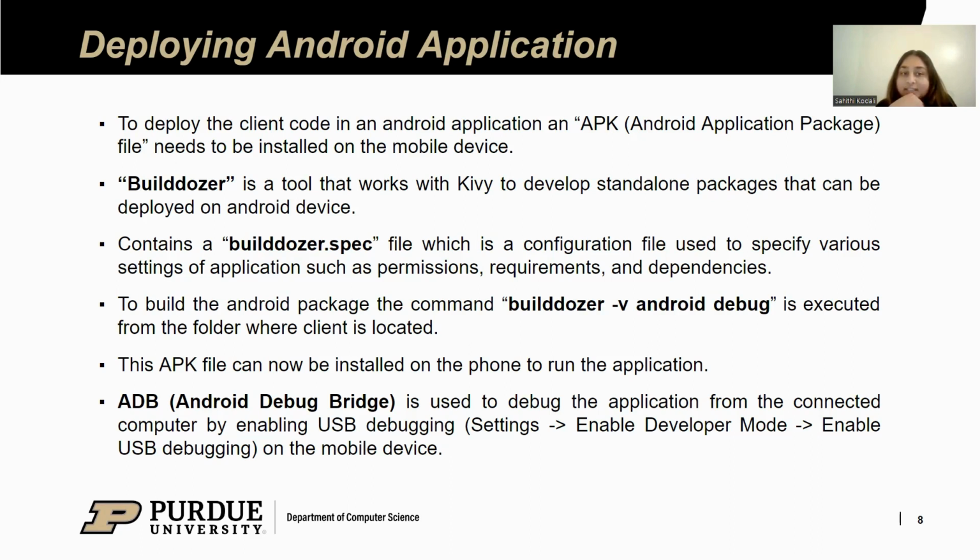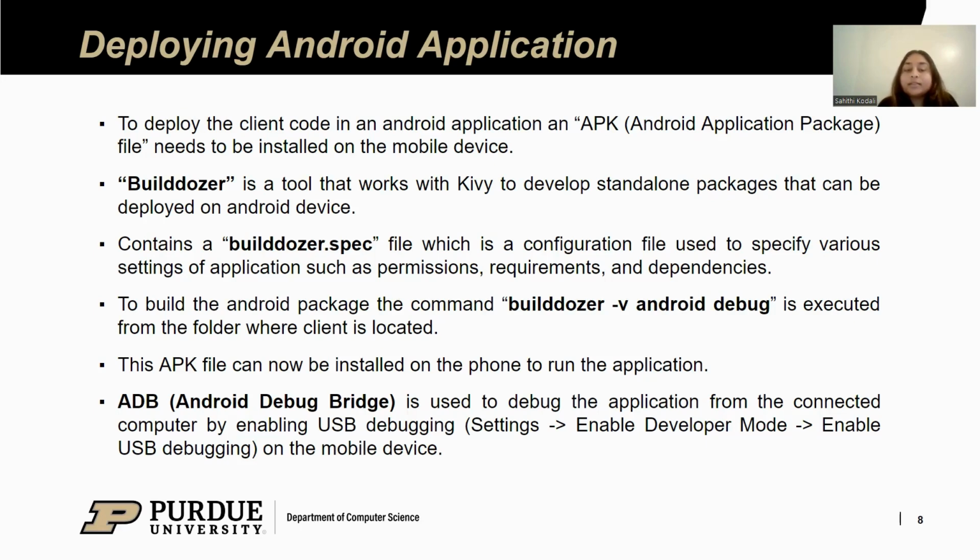So once we initialize Buildozer on the system, a buildozer.spec file is created, which is basically a configuration file on how this application needs to be run. It includes details like permissions, requirements, and dependencies that the app needs. To build the Android package, the buildozer android debug command is used. And once the APK file is ready, it can be installed on the phone.